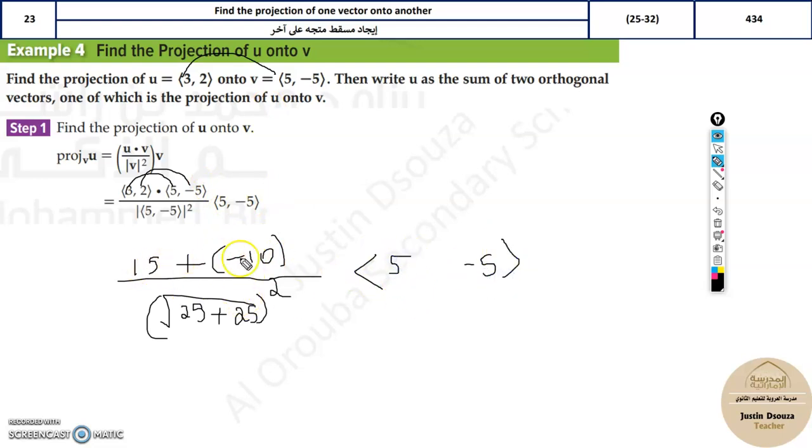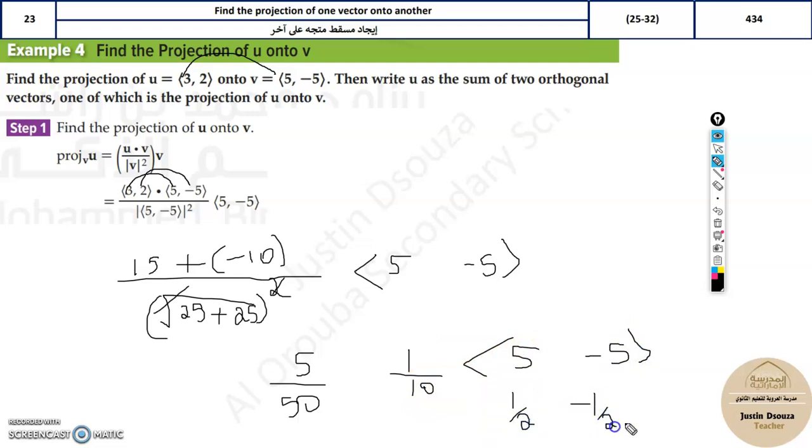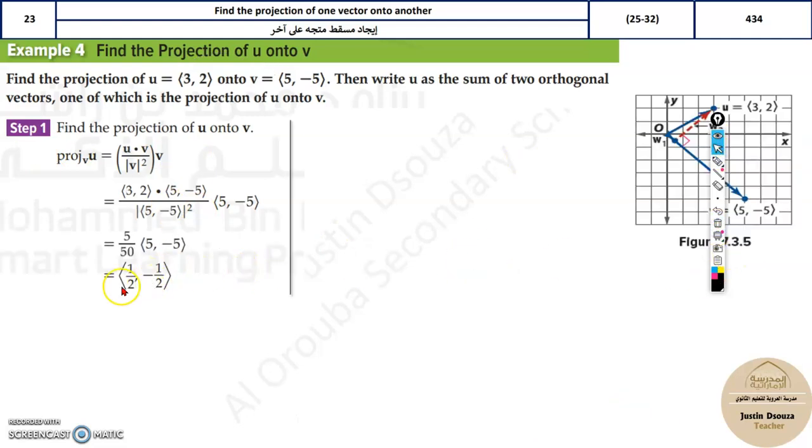So over here the answer would be 5 divided by the square root, and the square cancels off, you'll have 50 over here, and this is basically 1 by 10. So I'll just write 1 by 10 multiplied with 5 and minus 5. When you multiply this inside, it'll be 5 by 10, that is 1 by 2, and minus 1 by 2. This would be the projection of v onto u. It is half and negative half.